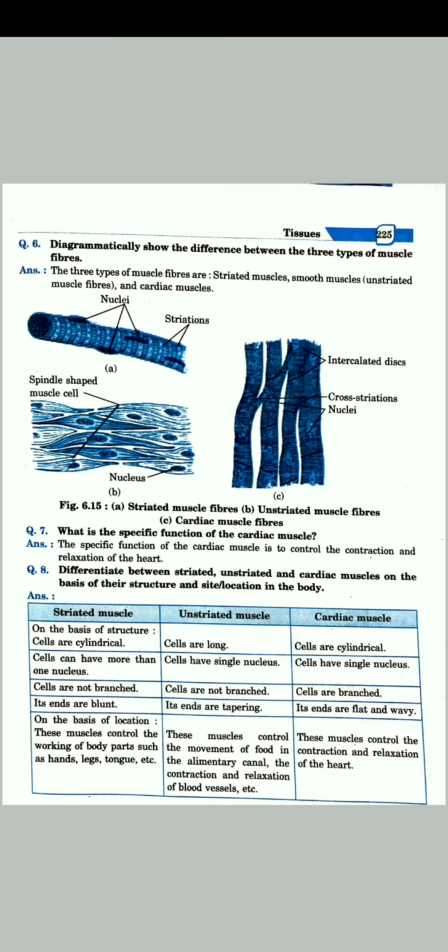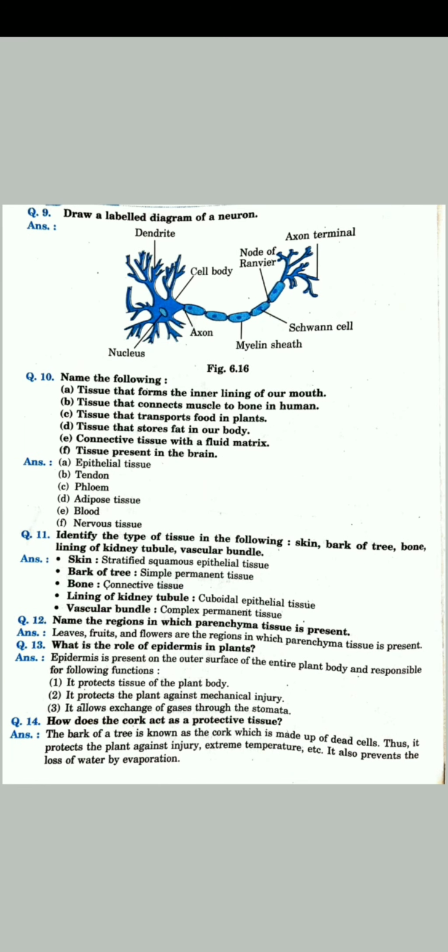Then after, the next question is the diagram of a neuron or nerve cell. The diagram is your choice. If you want to make the diagram from NCERT, you can make that. If you want to make the diagram which is there in your notes, then you can make that also. And if you want this, then you can make this also. Then question number 10 is, name the following.